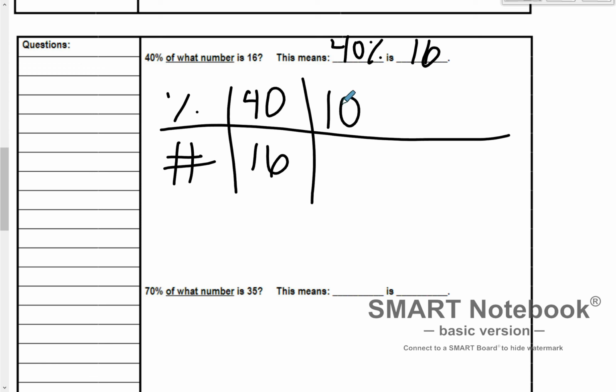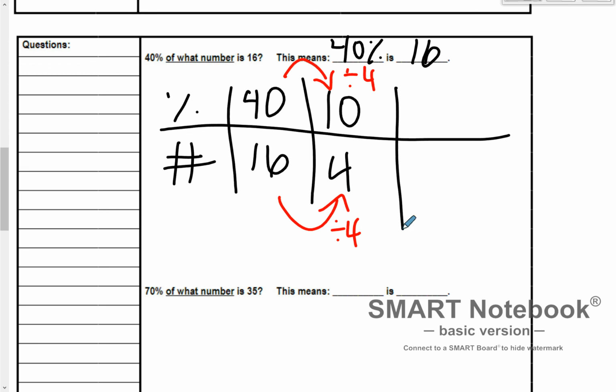I'm going to go to 10. I just think going from 10 to 100 multiplying by 10 is super simple, so I'm going to always try to get it down to 10 if I can. Dividing by 4. 16 divided by 4 is 4.